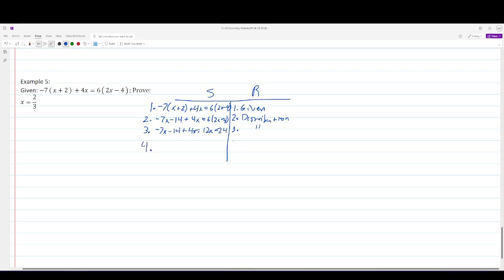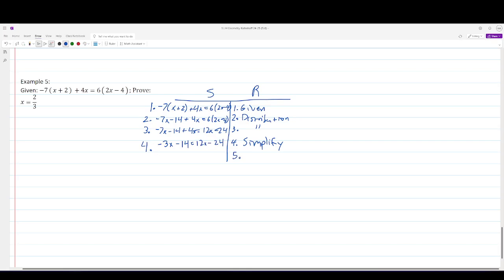Step 4. So step 4, this is our first time seeing like terms on the same side of the equation. We have a -7x and a plus 4x on the left. So we're going to use the reason simplify in order to combine like terms. If you wrote combine like terms instead of simplify, I would not count off for that. That's totally fine. But we're just going to put simplify. -3x minus 14 is now equal to 12x minus 24.